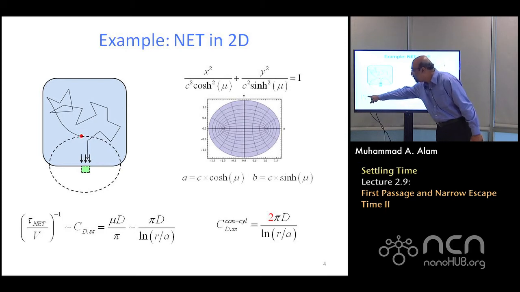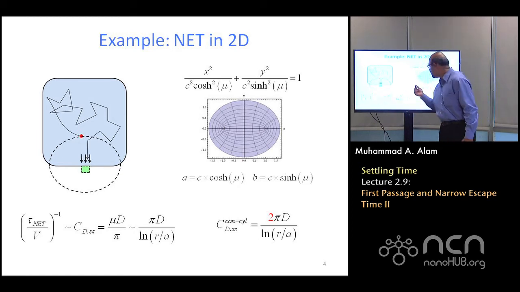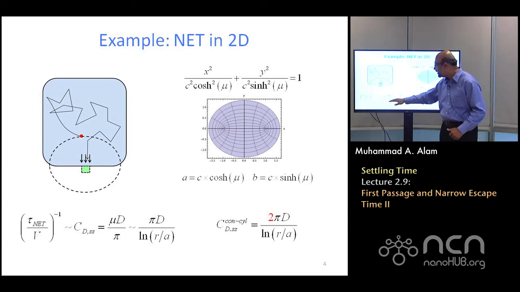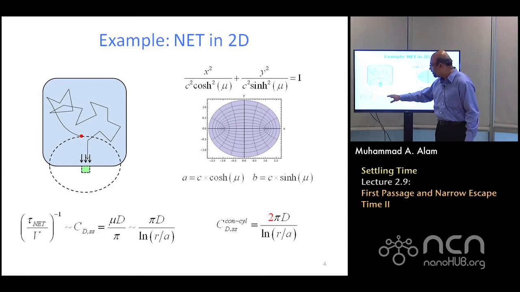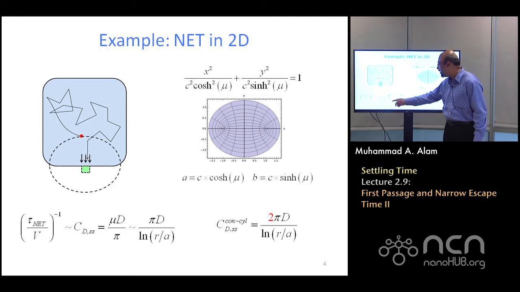Why narrow escape time? Remember that because the formula looked almost the same as mean first passage time also. The narrow escape time, because I have considered it as a disk rather than a sphere. That's the only change. And that allowed me to calculate. Now, of course, this particular mu d divided by pi, you can approximate it using this formula. You can work it out, the cosine hyperbolic formula, get an expression for mu and work it out.